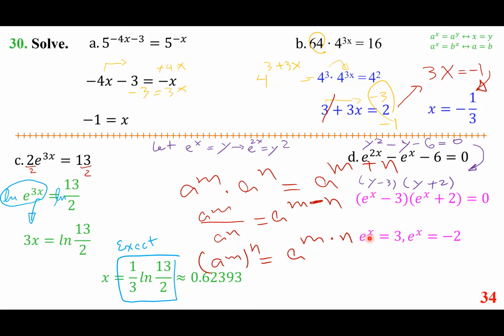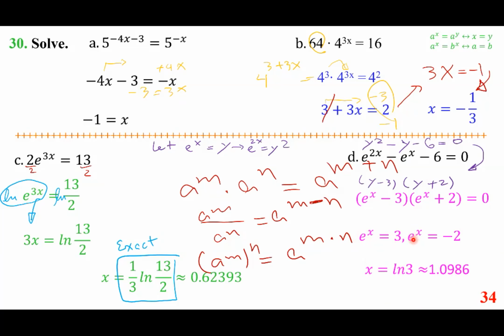So if I want to get to x, what do I do? I take a natural log of this. So x becomes ln 3, but this one has no solution. I want to make sure everybody understands what's going on here. Take a natural log of this, and it becomes x. This becomes ln 3. Exact answer, rough estimate if you use a calculator.